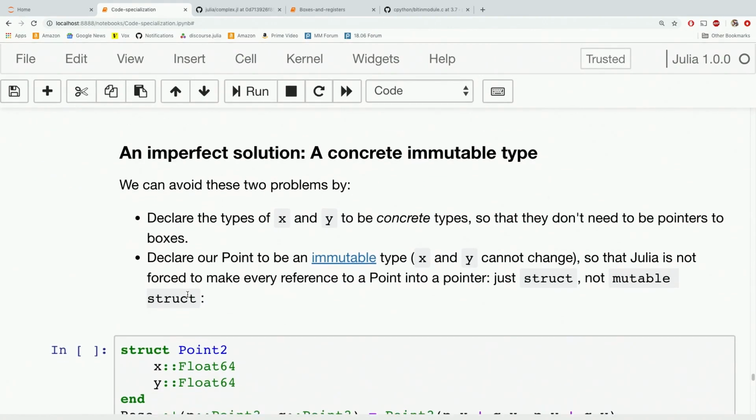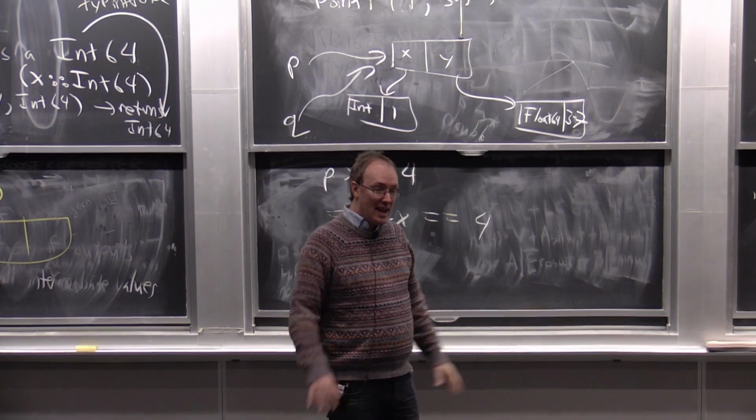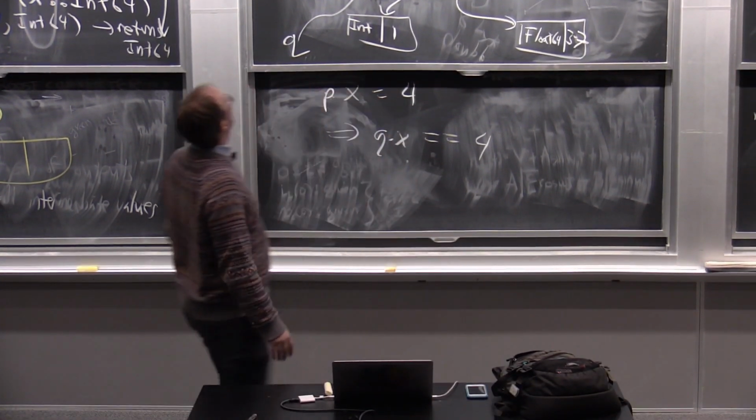So to do better, we need to do two things. First of all, for x and y, we have to be able to say what type they are. It can't be just any arbitrary old thing that has to be a pointer to a box.